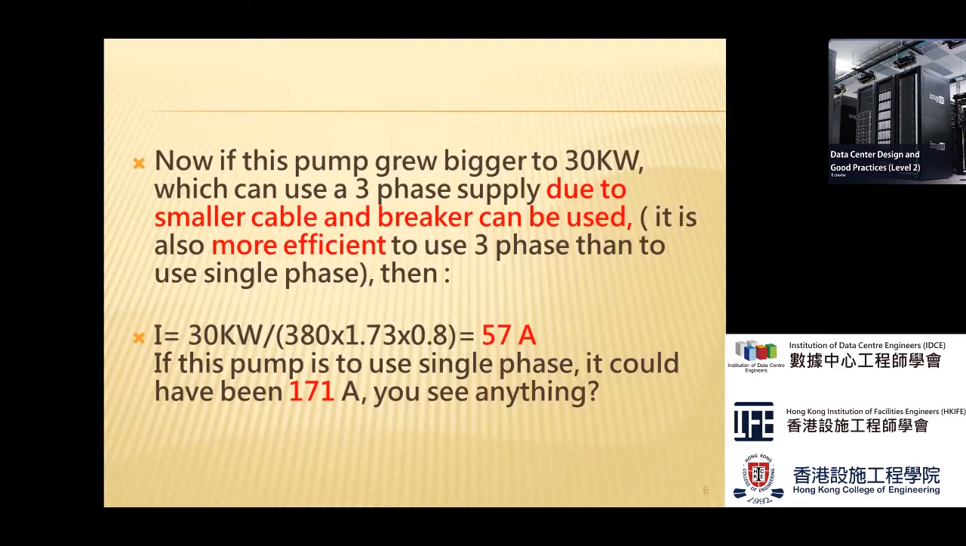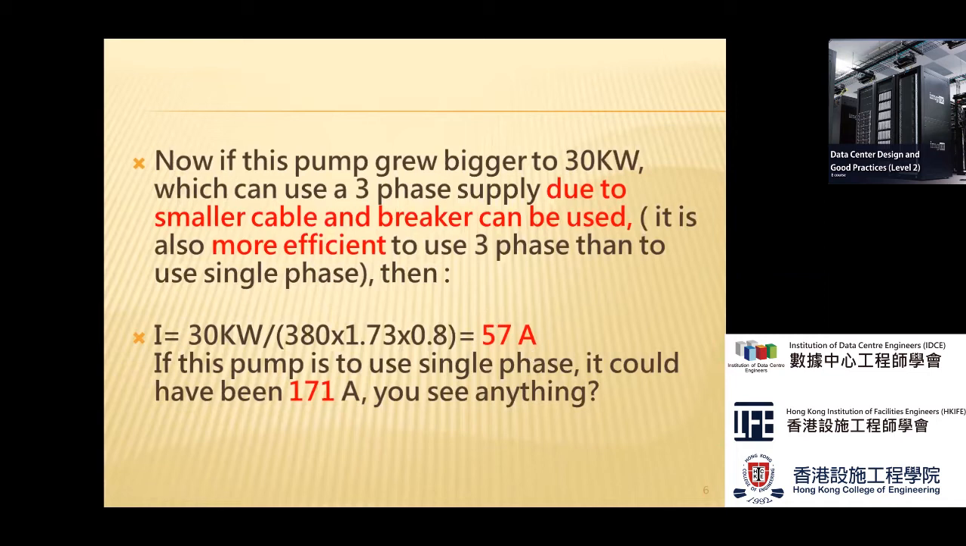Okay, there are a few things that you can draw. For example, if you use a single phase, as we mentioned before, the current for the same 30 kilowatts will become 171 amp, which is bigger than if you use a three-phase, which is only 1/3. So the cable size, if you use three-phase, is smaller. The breaker protecting the cable is also smaller, more efficient, more powerful.